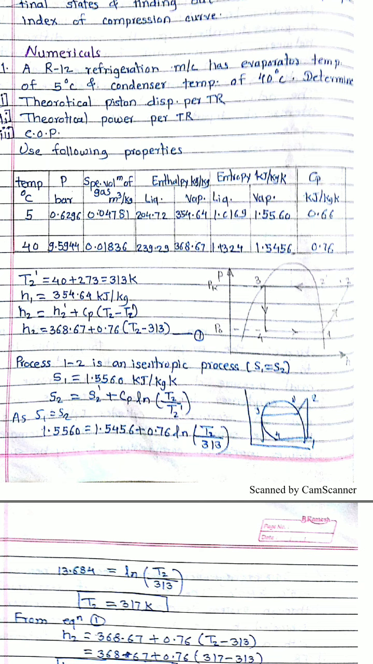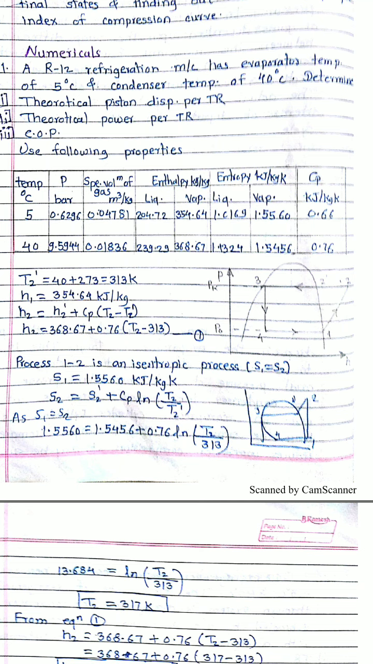Now if you look at this problem, what have they given? They have given the pressures and temperatures. Which temperature is given? The condenser temperature of 40 degrees Celsius. Condenser temperature of 40 degrees Celsius means T2 dash is given, because at T2 there is a superheated vapor region. Therefore T2 dash is equal to 40 degrees Celsius, but we have to convert it into Kelvin. So T2 dash is equal to 40 plus 273, which is 313 Kelvin.